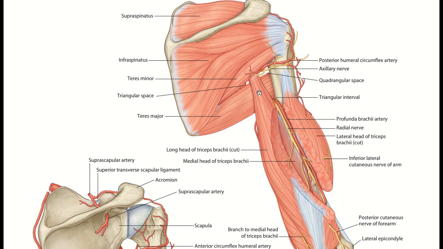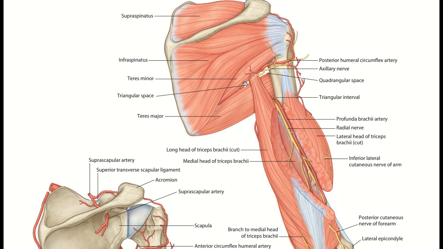The quadrangular space is made by its superior border, which is going to be the lower border of the teres minor. Its inferior border is going to be made by the superior border of the teres major. And then its medial border is going to be made by the long head of the triceps, and its lateral border is going to be made by the surgical neck of your humerus. So this is your quadrangular space.